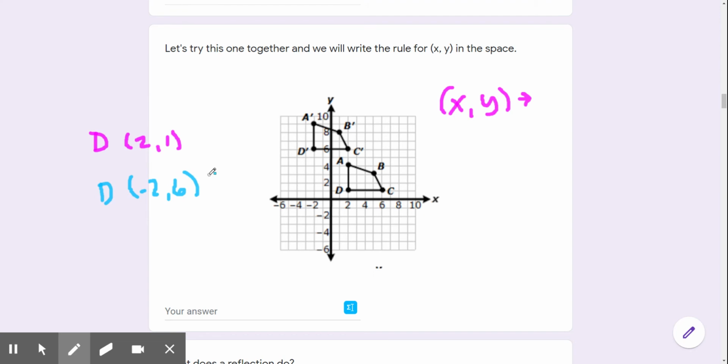And you can pick any points. I could have done B and B prime, C and C prime, A and A prime. So I want to see what happened to my X. I started here and I moved over 1, 2, 3, 4 times. So my X moved over 4 in that direction.